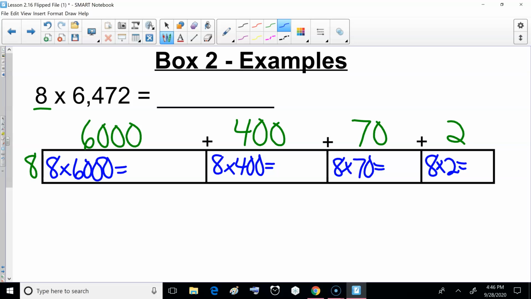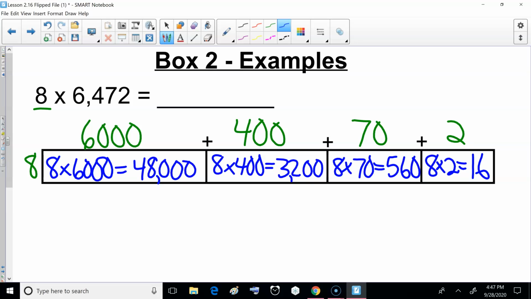With that, 8 times 6 is 48, and it's in the thousands, so I would have 48 groups of 1,000, which would make 48,000. 8 times 4 is 32, and I'm in the hundreds, so I'd have 3,200. The 7 is in the tens, so 8 times 7 is 56, so I have 56 tens, which would make 560. 8 times 2 is 16.